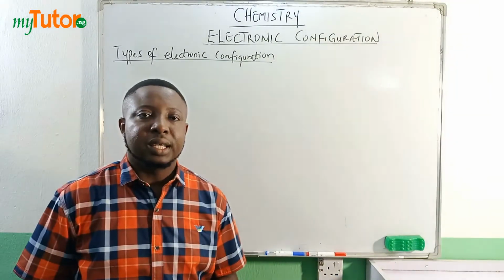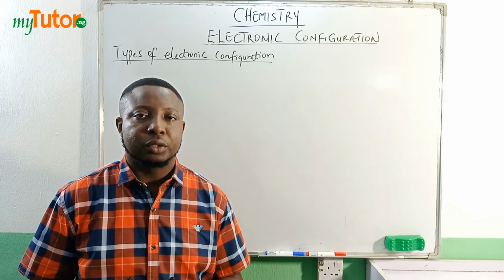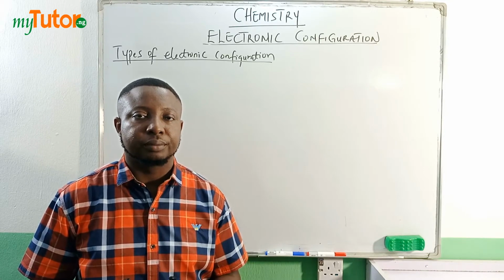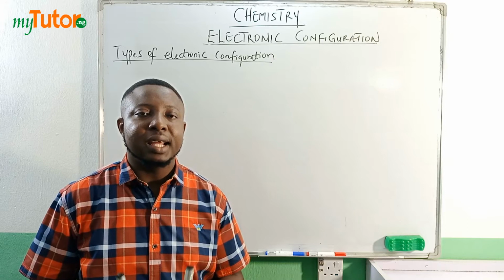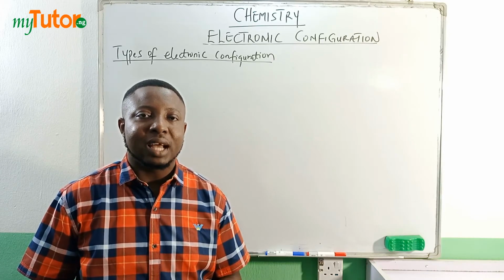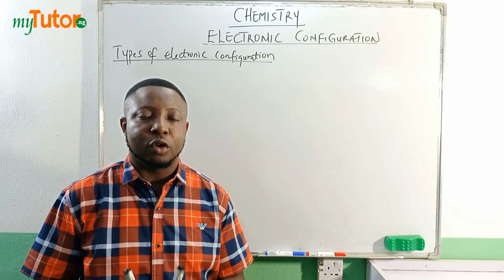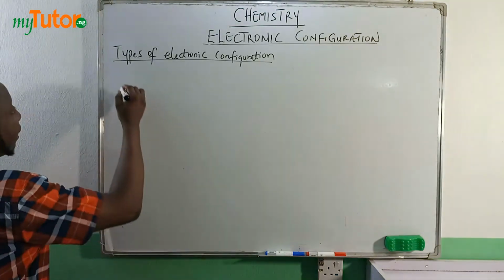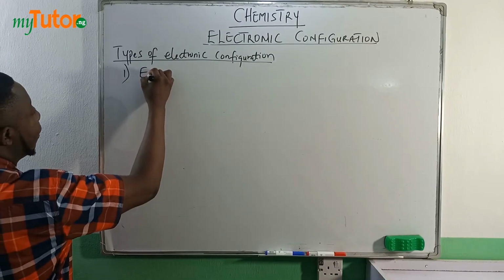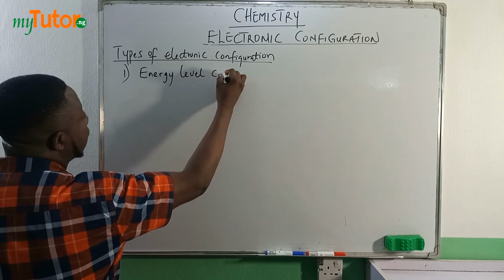We'll be discussing the types of electronic configuration. There are two types of electronic configuration that we'll be discussing. The first one is called the energy level configuration, and the second one is called the orbital level configuration. We're going to start with the energy level configuration.